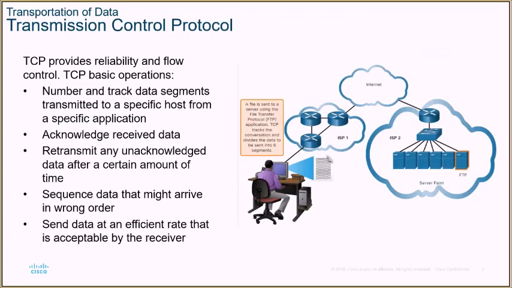So TCP provides reliability and flow control. It numbers and tracks data segments transmitted to a specific host from a specific application. It acknowledges received data. It will retransmit any unacknowledged data after a certain amount of time. It sequences data that might arrive in the wrong order, and it will send data at an efficient rate that is acceptable by the receiver. So that's flow control, in other words.